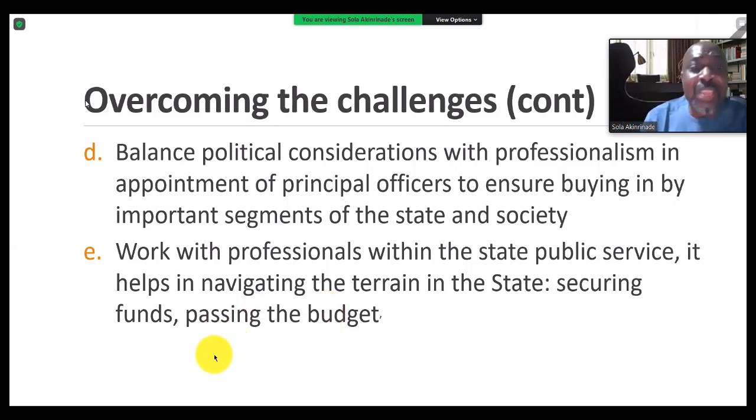And then finally, you work with professionals from the state public service. It helps you to navigate the terrain in the state. To secure your funds, to pass your budget, you need to get into a good relationship with them. People in finance, people in the Ministry of Works, you need them. Don't ever imagine that they are not useful.